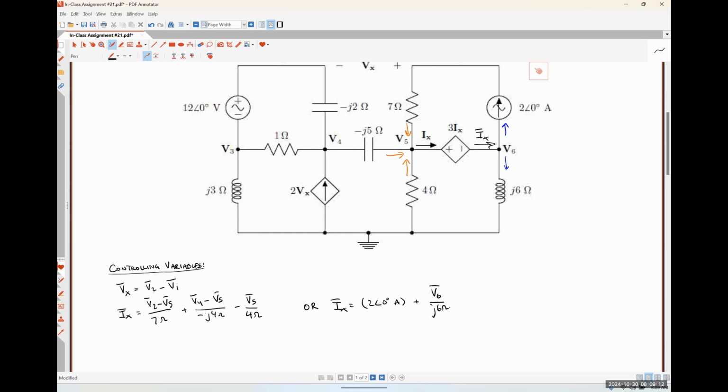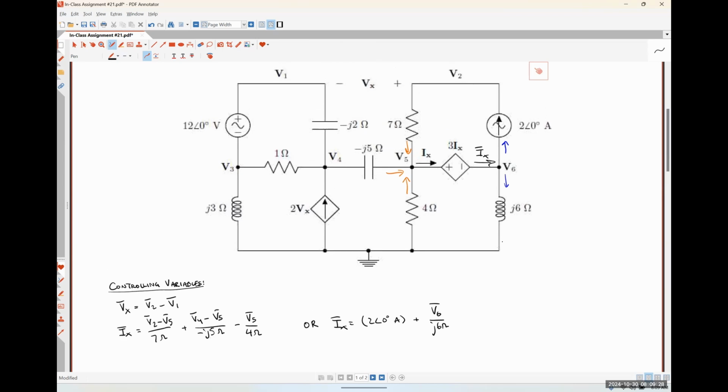Second part of the first one, would it be over negative J5? Oh, sorry, you're correct. That is definitely over negative J5. I just wrote it down wrong. Thank you for that, Ashton. Goodness, because that is a minus J5 ohm capacitance, not a minus J4. So thank you very much for catching that mistake.